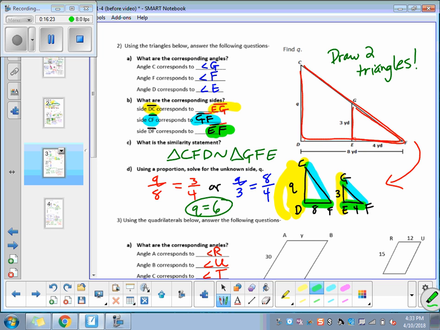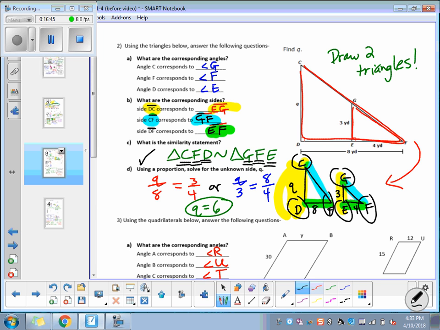Now for the similarity statement here, we've got 2 triangles. And what we're saying then is angle C matches up with angle G. Boom, there it is. Angle F matches up with angle F. And then for the last part, angle D would match up with angle E, and there they are. So that's what a similarity statement does. It lets you know which angles correspond with each other.